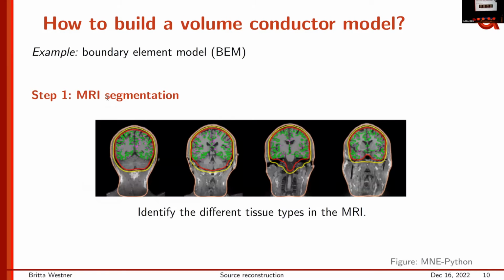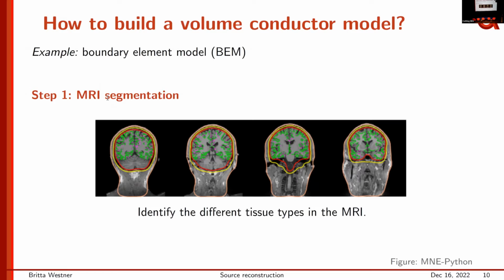So how do you build one of those? I guess that's the question you need to know how to answer to actually do source reconstruction. I want to show that to you with the example of a boundary element model. The first step is you need to segment an MRI. In the best case, the MRI of your participant. With MEG and some EEG source reconstruction methods, you can also get away by using a template MRI instead.